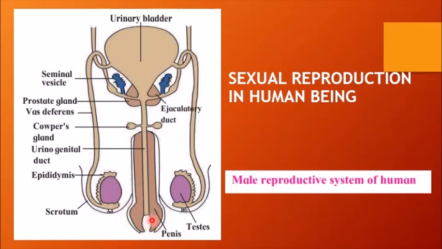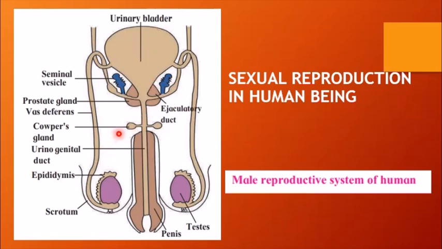First we have the penis, then we have the testes. Here you can see these small round structures, these are called the testes. The outer covering is called the scrotum. Above this you can find some round coiled structures, that is called the epididymis. Then we have the urinogenital duct which is connected to the urinary bladder.